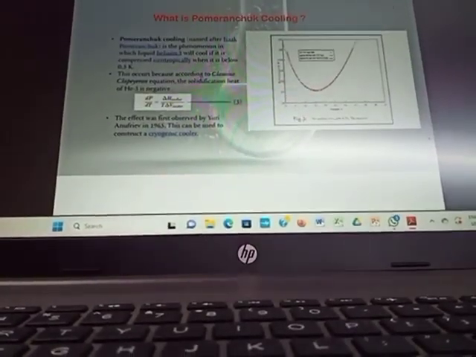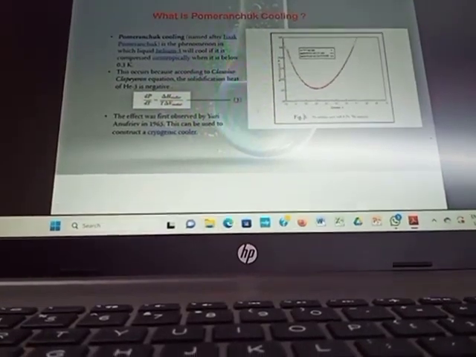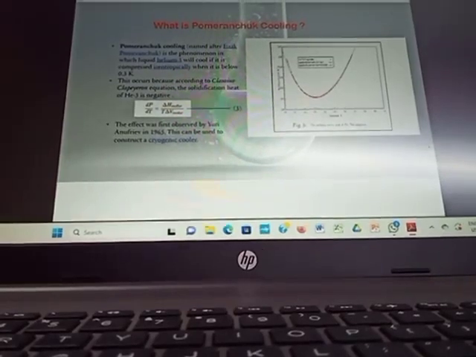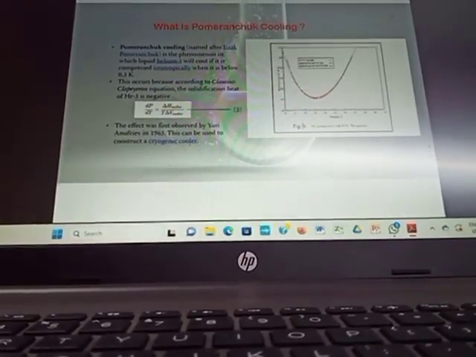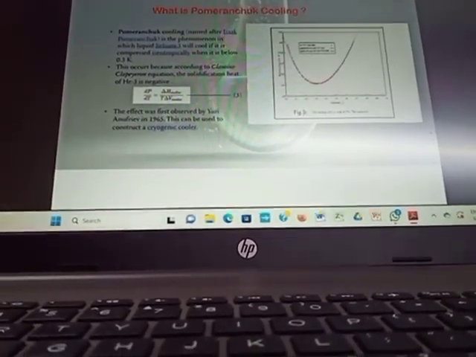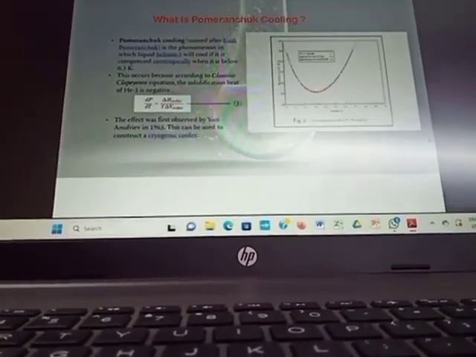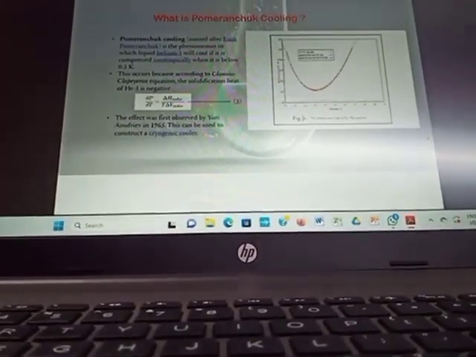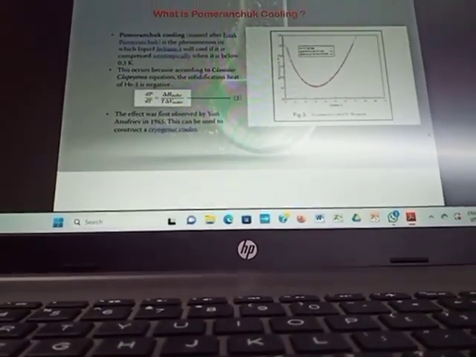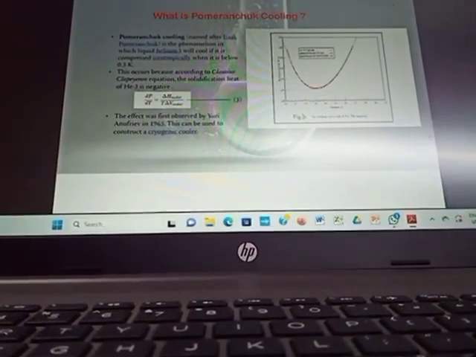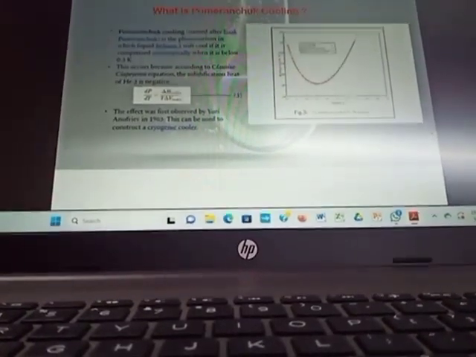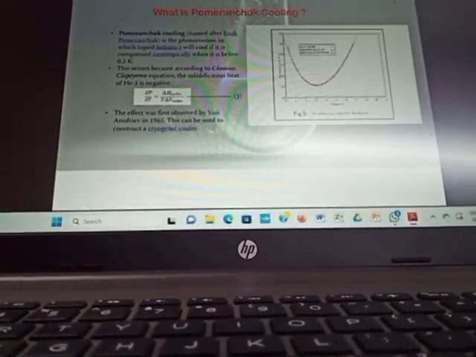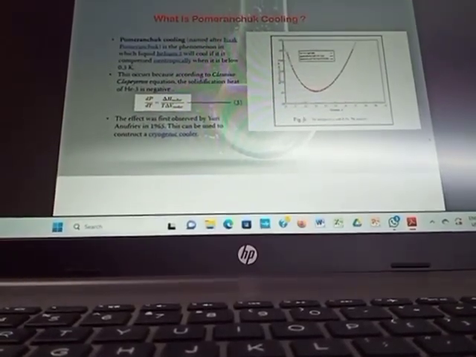What is Pomeranchuk cooling? This effect was first observed by Yuri Pomeranchuk in 1965. Another name for this cooling is cryogenic cooling. From this phase diagram of helium-3, you can see that Pomeranchuk cooling is the phenomenon in which liquid helium-3 will cool if it is compressed isentropically when it is below 0.3 Kelvin temperature and 29 atmosphere pressure.